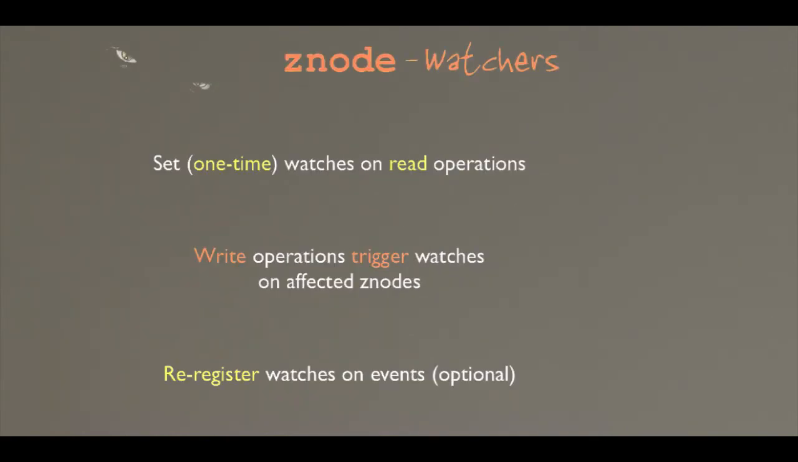Okay? So all of those write operations that we saw, when write operations occur, they will trigger watches to fire on read operations that registered for them. So think of it as a pub-sub sort of architecture, if you will.